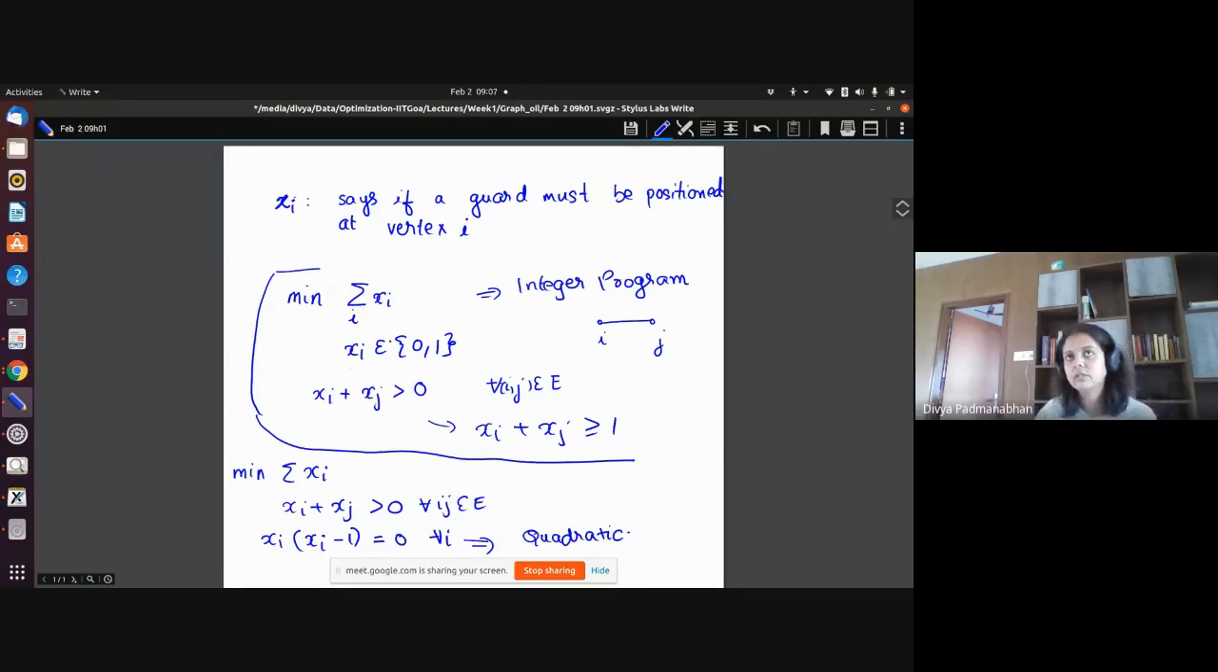So these are different classes of problems, and they have been studied differently. The theory which looks at integer programs does things in a different way, and the theory which looks at quadratic programs does things in a different way. So what I want to say here is that there are different ways to formulate a problem. Everything gives you the same solution, but in terms of solving power, things will be different.